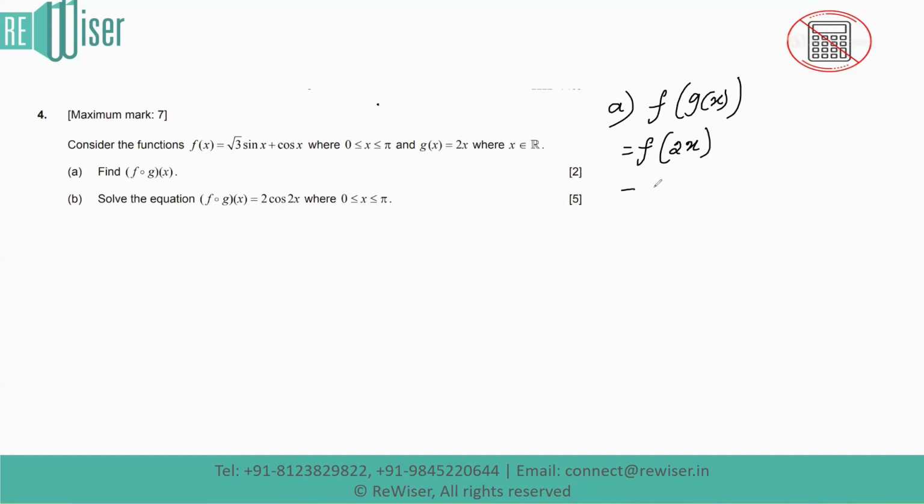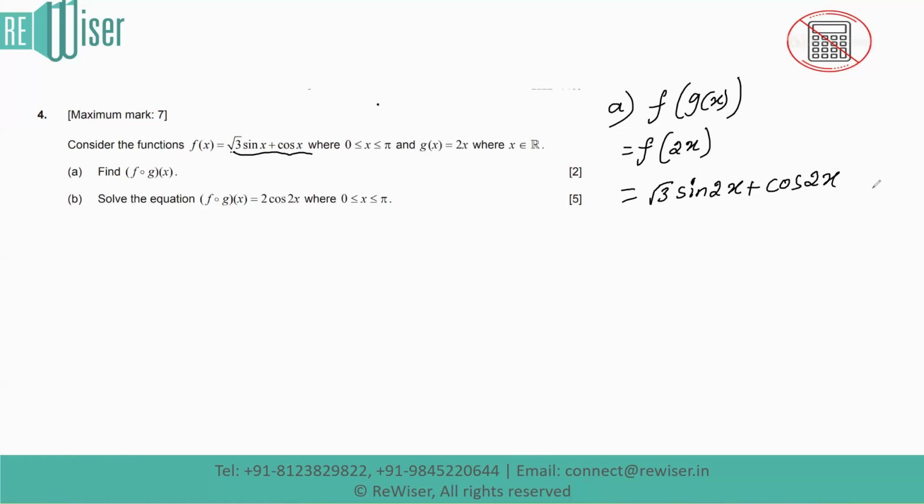Now, what is f of 2x? f of x is given like this. F of 2x, I just need to replace x with 2x. So when I do that, it's going to be square root of 3 into sine of 2x plus cos of 2x. And this is the right expression.